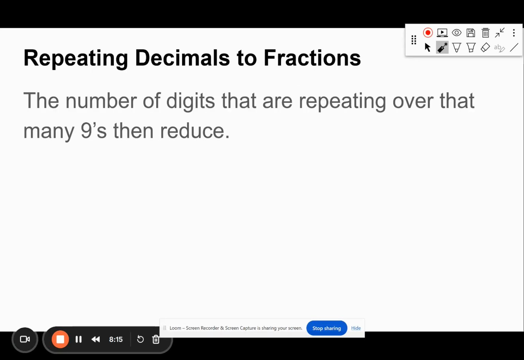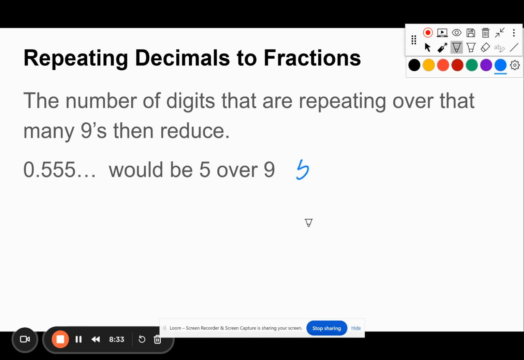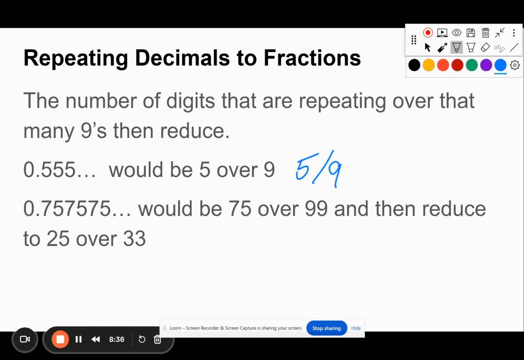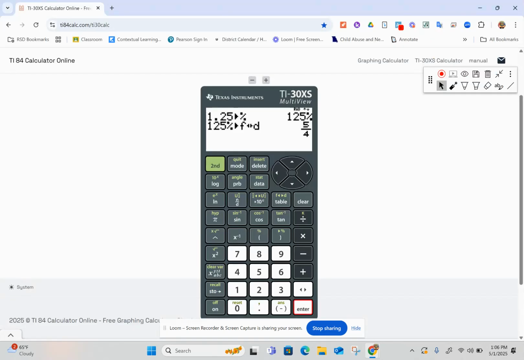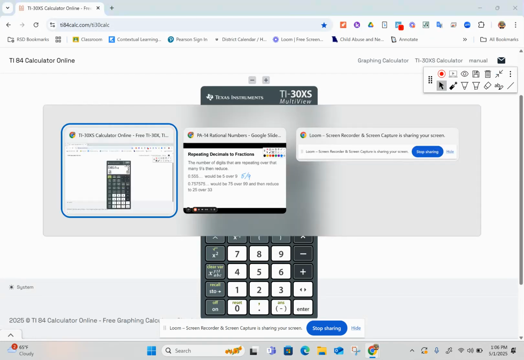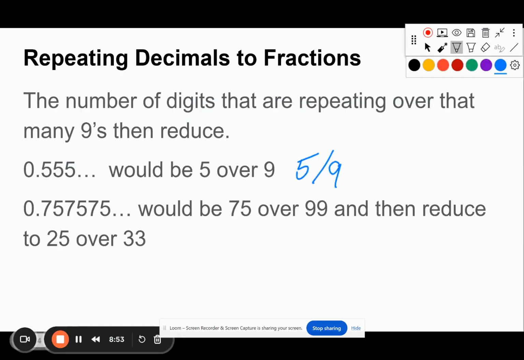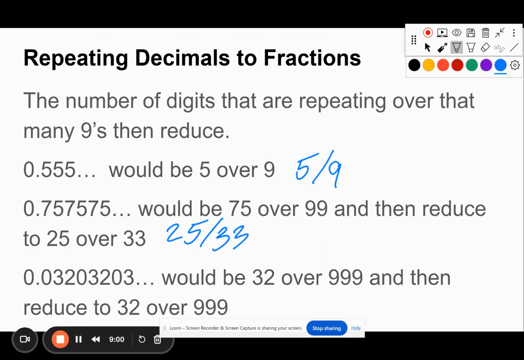All right, last thing we're going to talk about, repeating decimals to fractions. The number of digits that are repeating tells you the number of 9s. So if 1 digit's repeating, it's 1 9. 2 digits repeating, 2 9s. 5 digits repeating, it's over 5 9s. So here, 5 is repeating, so we'll type this into Empower, 5/9. 75 is repeating, so we type 75 over 2 9s, and it gives us 25/33. So it reduces, so we would type in 25/33.